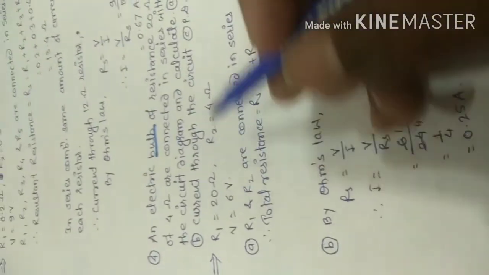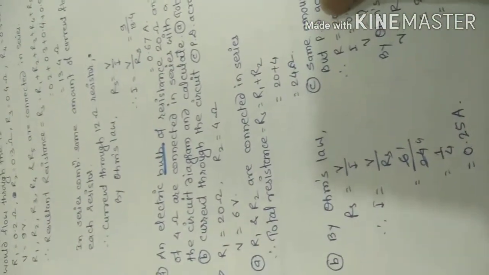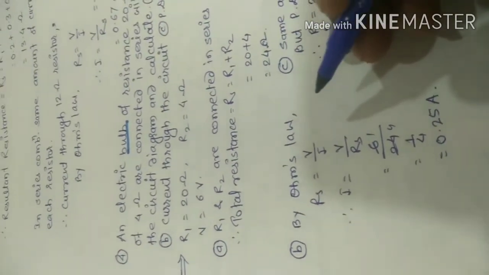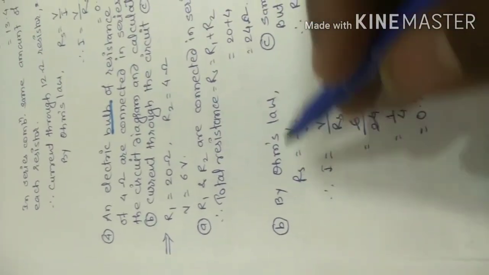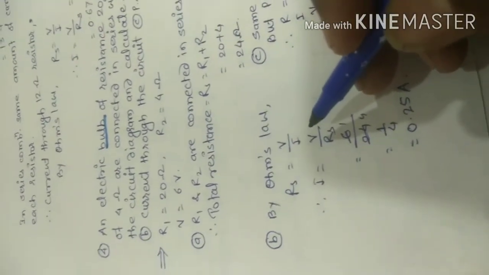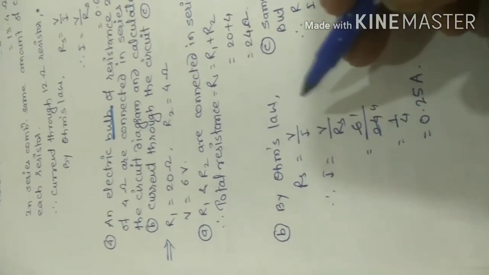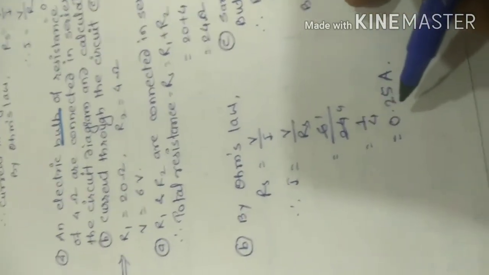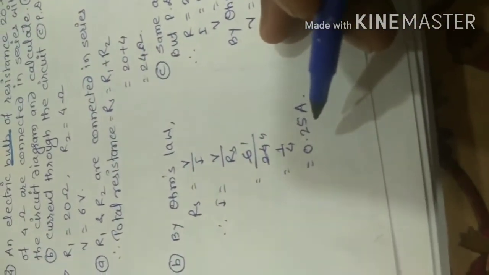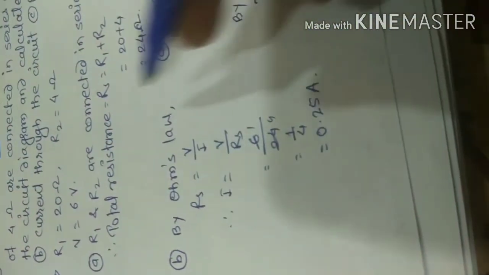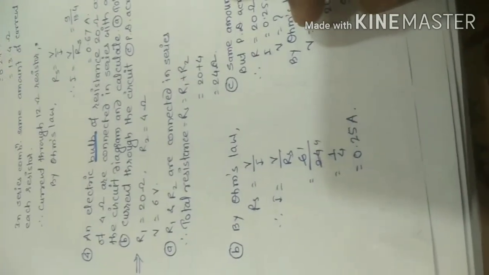Now the second question: the current through the circuit has to be found. The same amount of current flows through the circuit. By Ohm's law, RS equals V by I, so I equals V by RS, 6 by 24. What do we get? 0.25 ampere. This is the current that flows through the circuit.